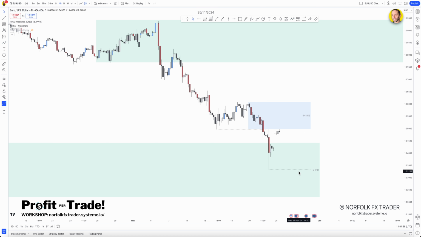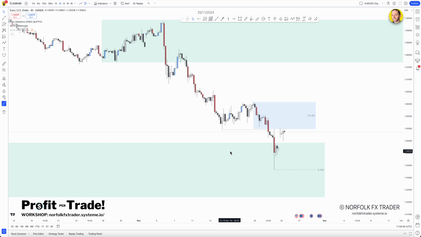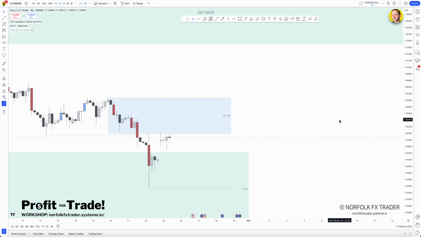But what we have to realize now, we're sitting inside a larger area of demand on a daily. Now, you don't want to be taking trades inside a daily demand. We want to be looking to buy out of a daily demand, but we can sell down to the daily demand again if we understand what we're looking to sell towards.